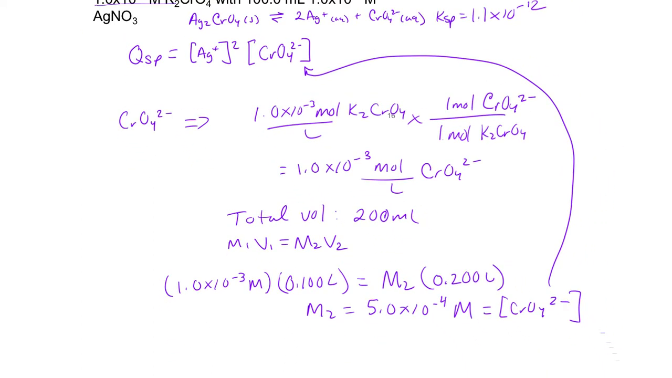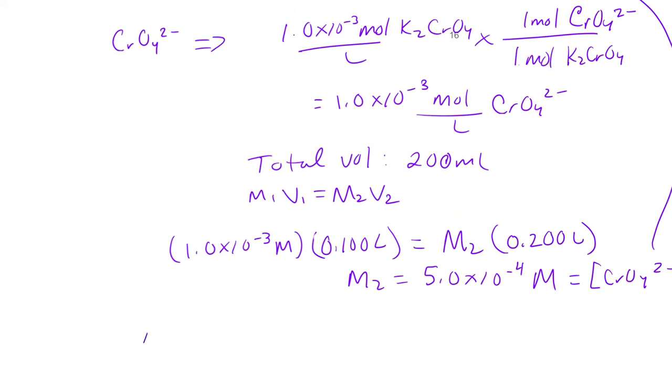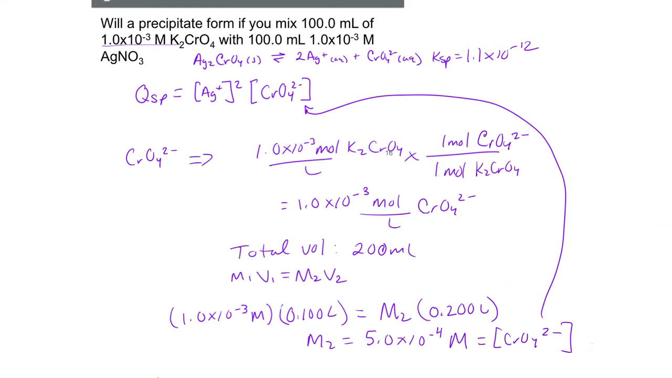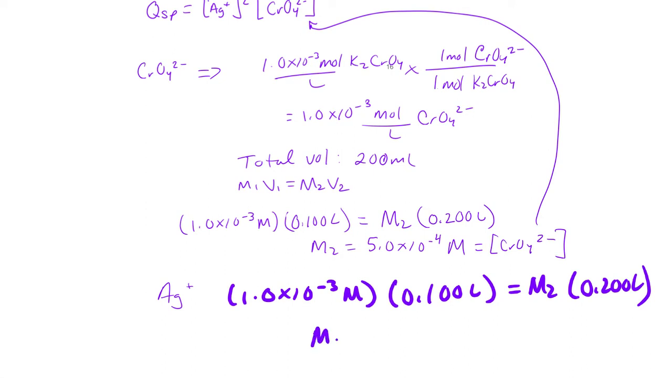So then our silver concentration, what does it change? Silver concentration, 1 times 10 to the minus 3 moles per liter of silver nitrate. That's 1 to 1 with the silver ion. And again, we're diluting 1 times 10 to the minus 3 molar of the silver ion. We have to start with 0.1 liters of that, solving for M2, 0.2 liters total. So it's the same. 5 times 10 to the minus 4 moles per liter.